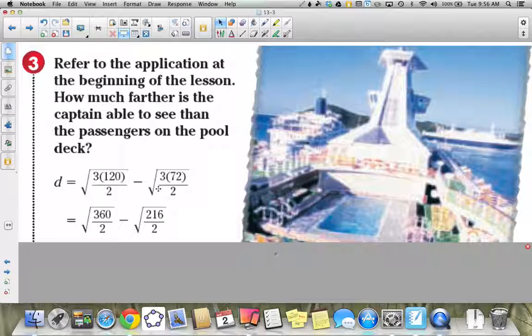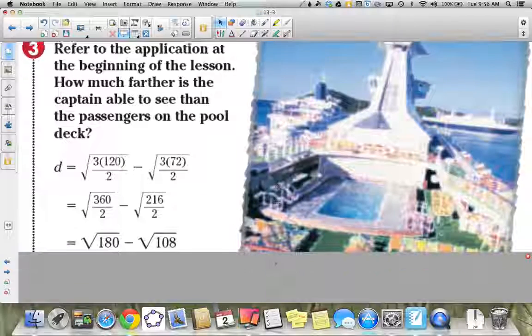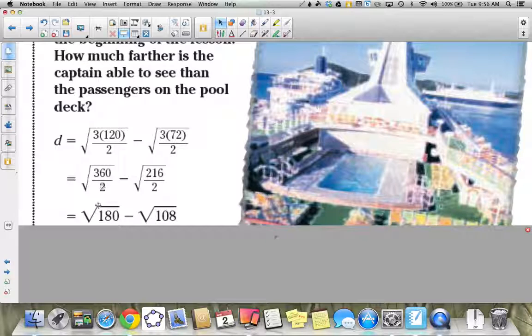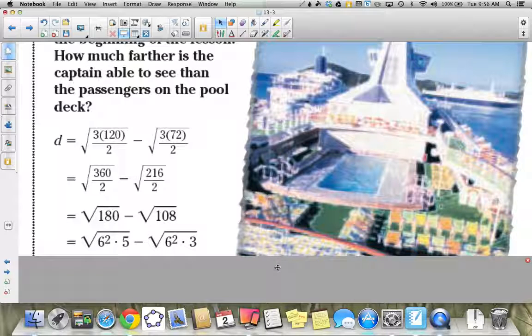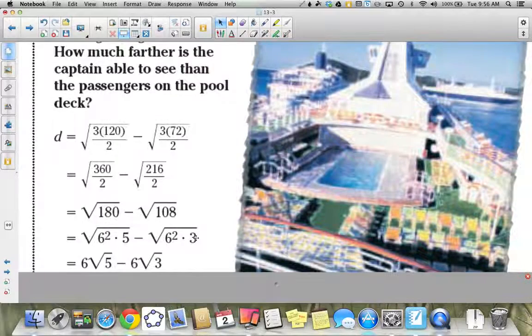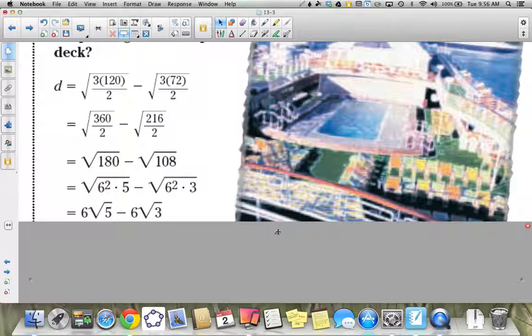So we have 3 times 120 will give you 360 over 2, so that's radical 360 over 2 minus radical 216 over 2. Then this becomes radical 180 minus radical 108. Simplify those two radicals. Radical 180 is the same as radical 6 squared times 5, minus radical 6 squared times 3, using prime factorization of 180 and prime factorization of 108. So you end up with 6 radical 5 minus 6 radical 3.